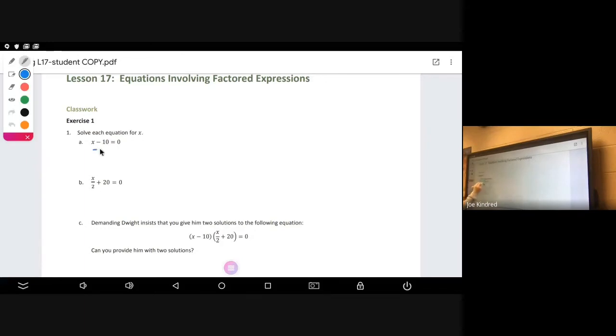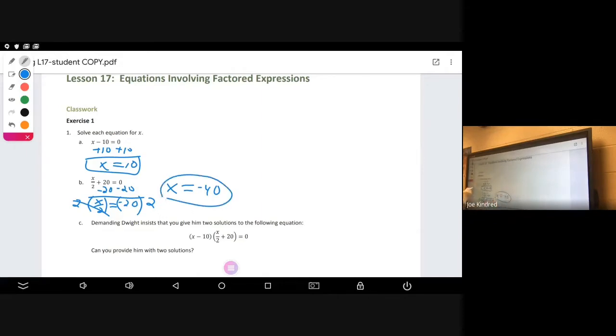So we notice that this is a pretty simple equation, show our work, and we get x is equal to 10. At the same time, on the next one, we do the same sort of equation work, and we get x over 2 is equal to negative 20. Then we multiply both sides by 2, and x is equal to negative 40. So effectively, we have two simple equations that we should know how to do.